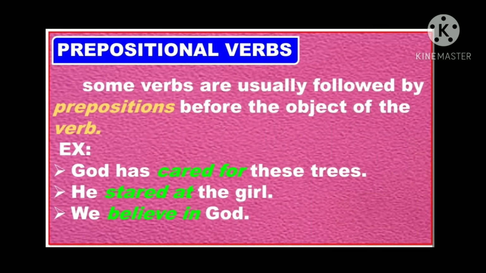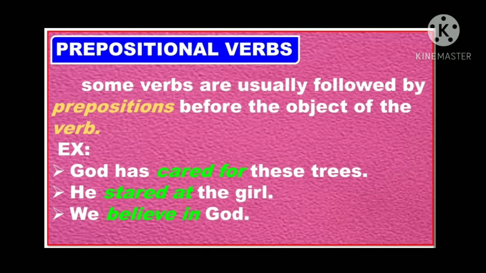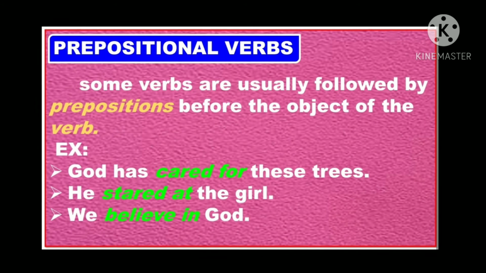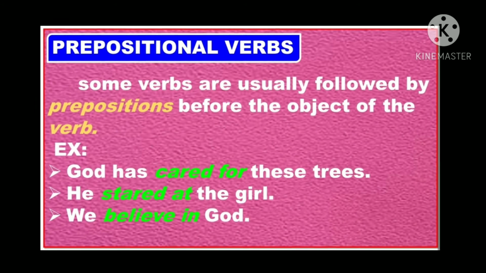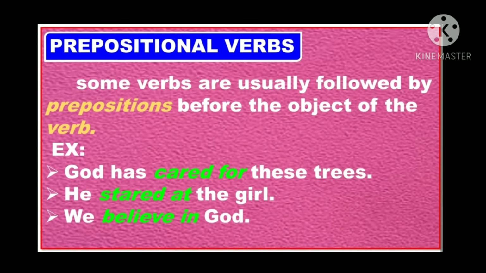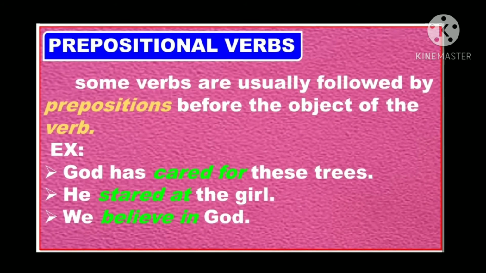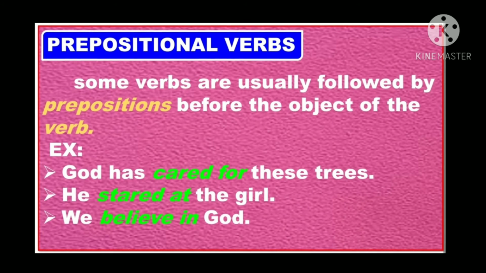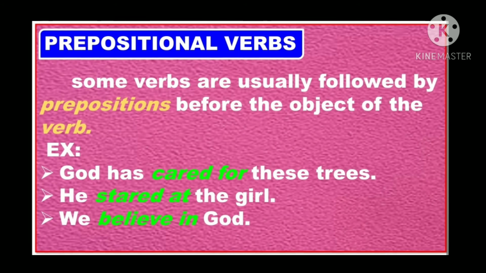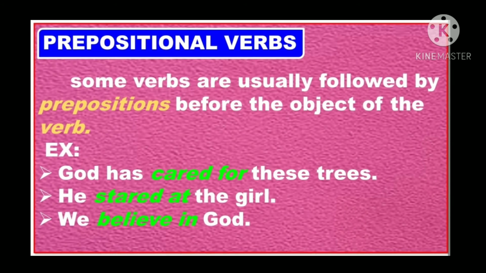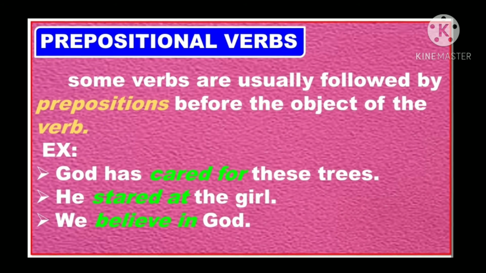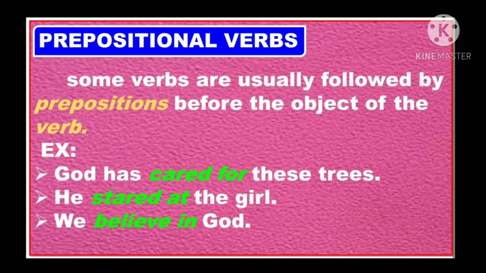The next one is prepositional verbs. You know the preposition words, right? Like since, in, on, for, near, right? These all come under prepositions, right? So the verbs which contain a preposition are called prepositional verbs. Clear? Look at the slide. Some verbs are usually followed by prepositions before the object of the verb. So that is called prepositional verbs.